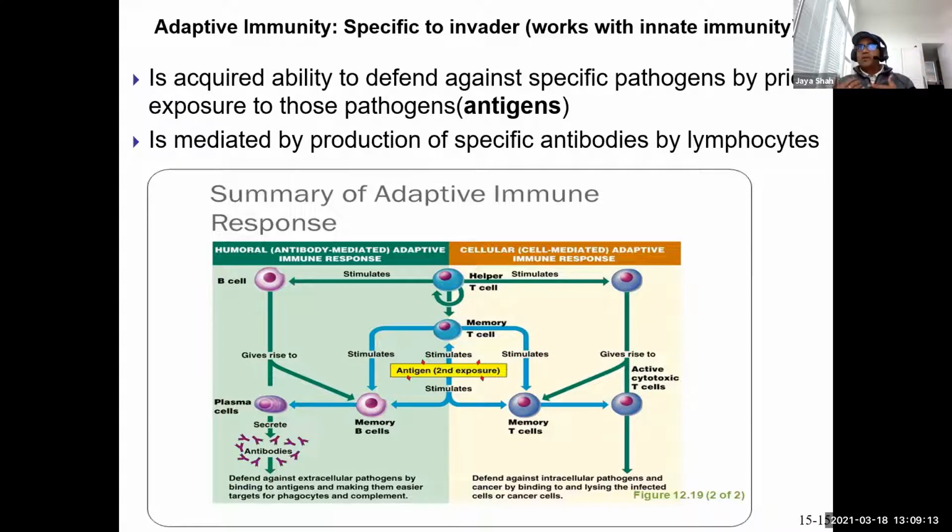So if somebody is attacking the country for the first time, what happens? The army is not ready. They can lose. But if they get ready for the next time, what happens? They can defend. Same thing here.